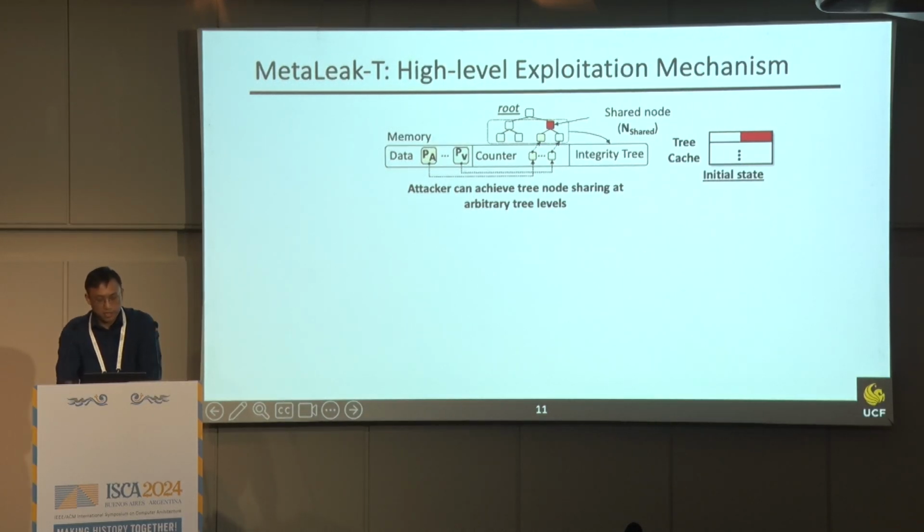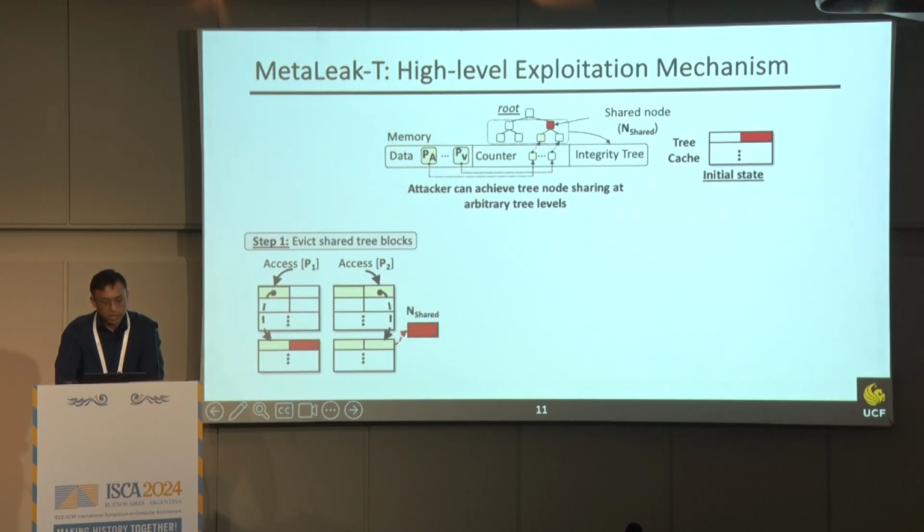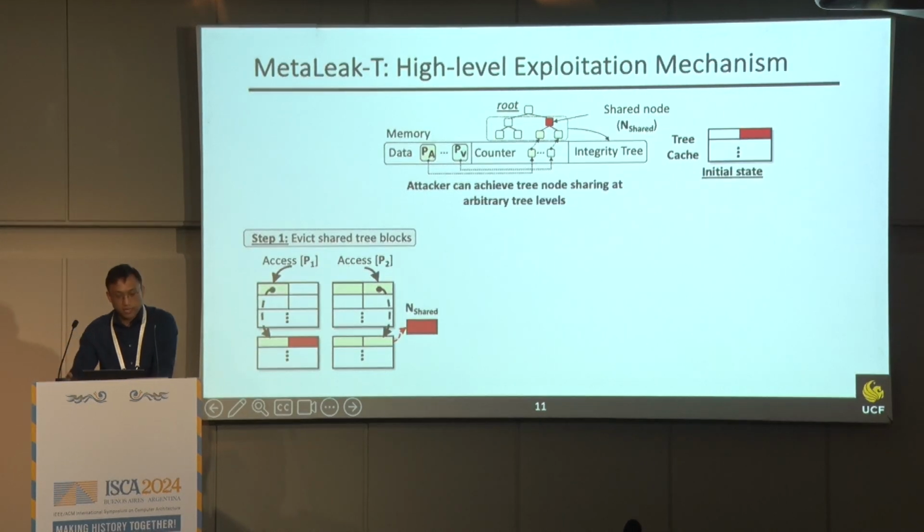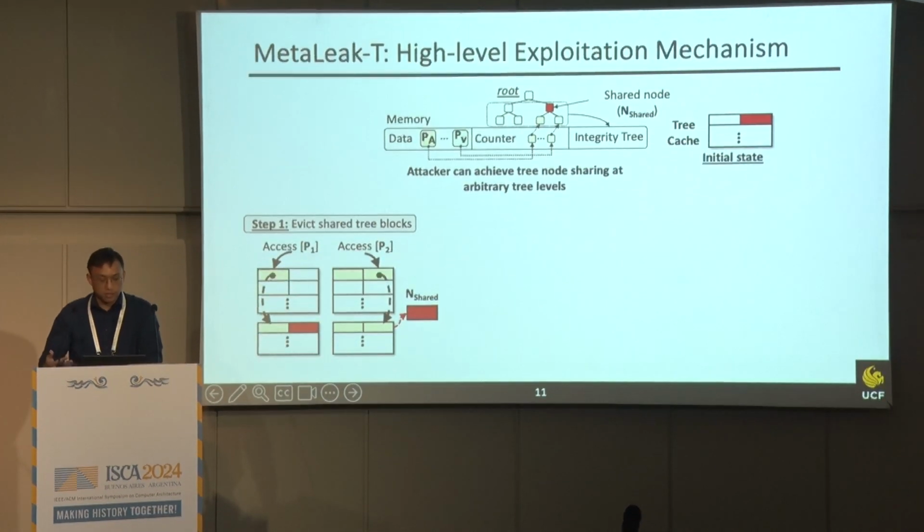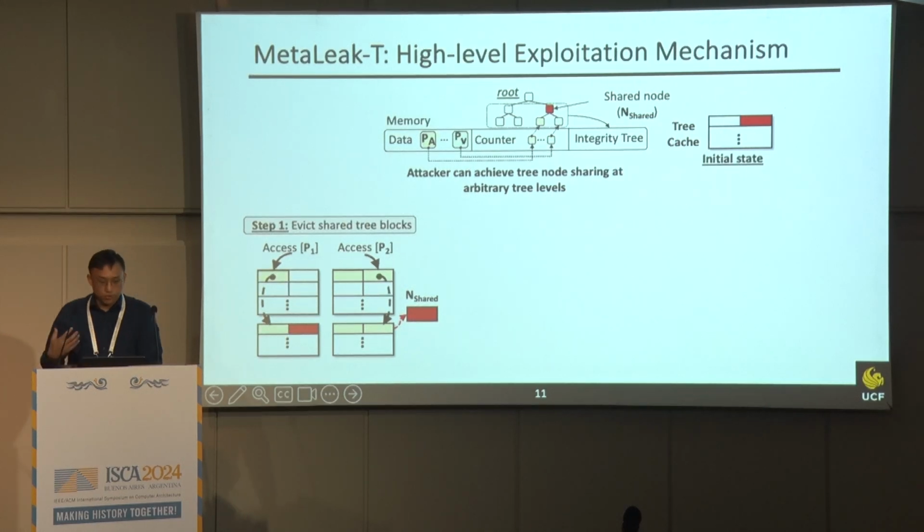Right? In this case, now we can do something similar to a flush reload attack, but instead on metadata. Assume the attacker first tries to access a couple of non-relevant data accesses, which exercise the tree traversal path, load a lot of metadata of the tree to the cache, and evict the targeted shared tree load with the victim.